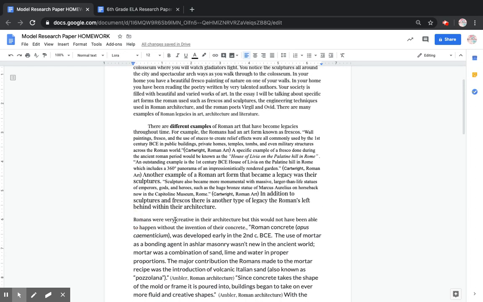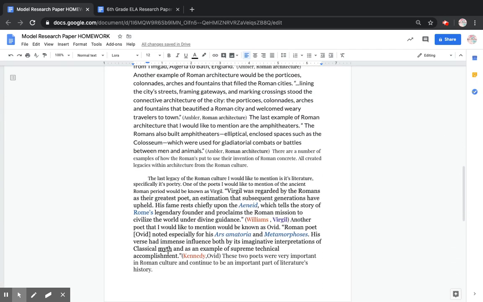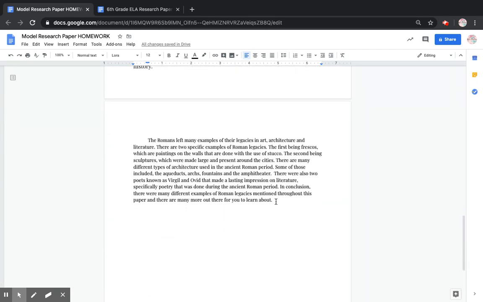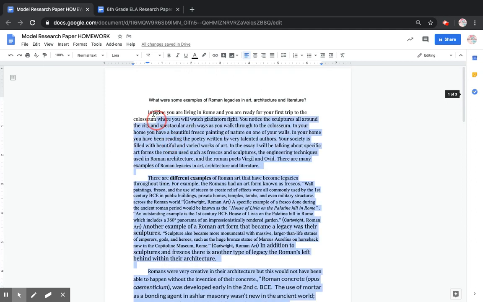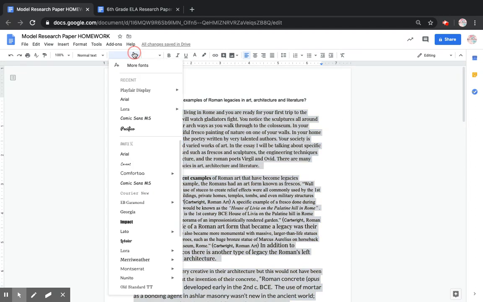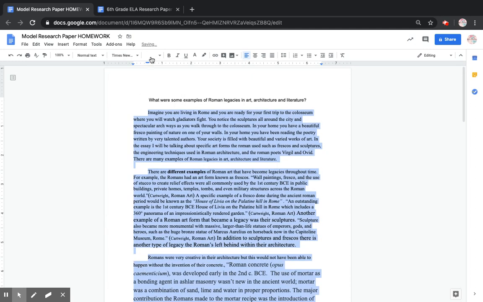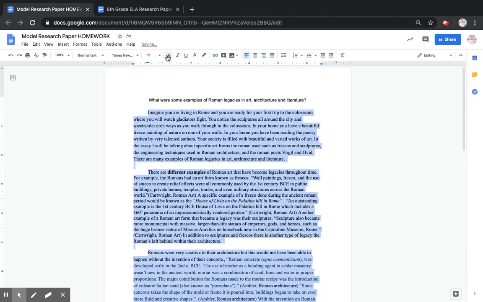So you go to here and you press the tab button and indent each of your paragraphs. You're going to go through and make sure that it is all formatted together. We're going to do Times New Roman. We are going to do font 12. We're going to bold and unbold any of those examples that we didn't do.